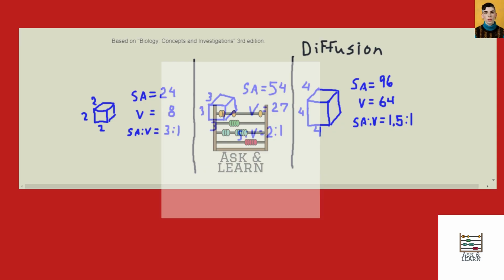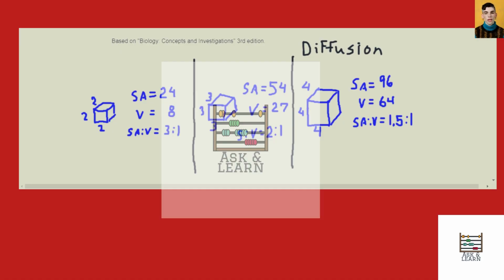Now let's think about a cell and its surface area to its volume ratio. Think about a cube with dimensions of 2 units on length, width, and height. The surface area of that cube is 24. The volume is 8. So the surface area to volume ratio is 3:1. The bigger the cube gets, the smaller the surface area to volume ratio is. So if the cube is 3, the surface area to volume ratio is 2:1. If the cube dimensions are 4, then the surface area to volume ratio is 1.5:1.